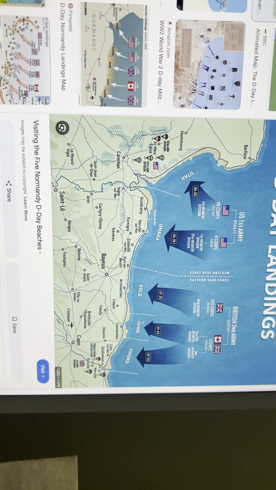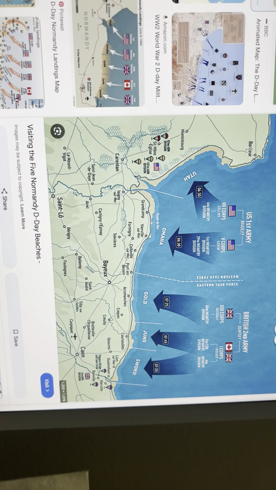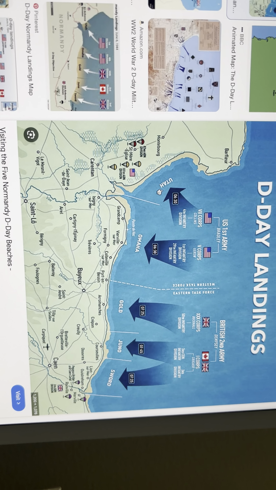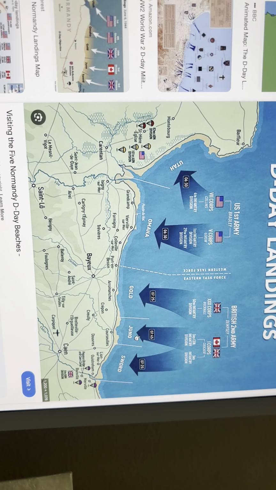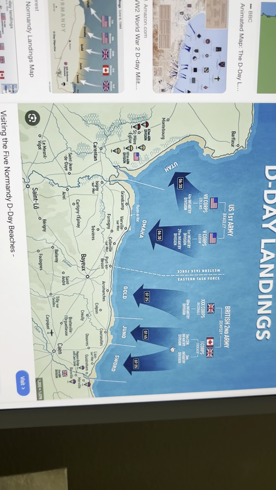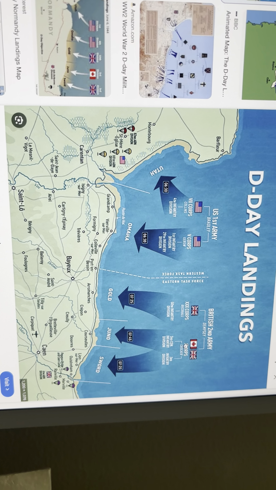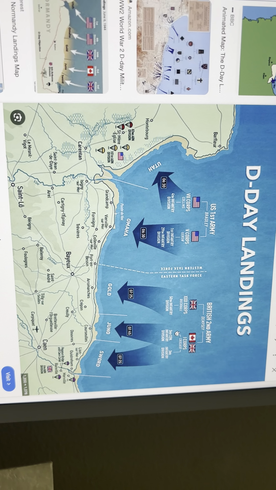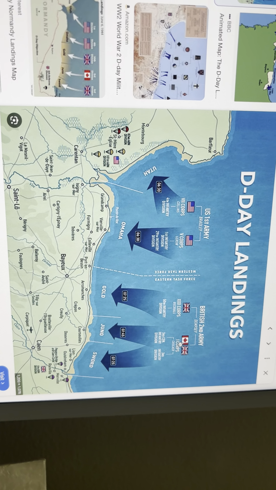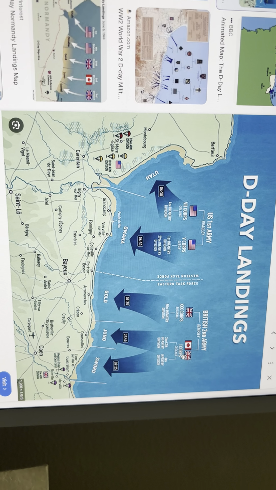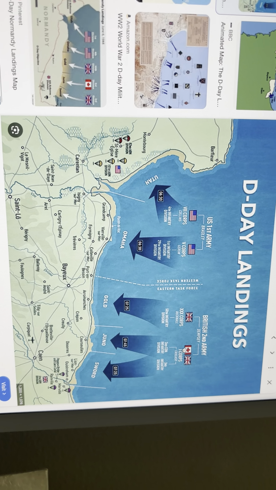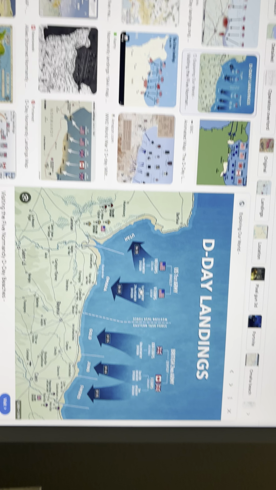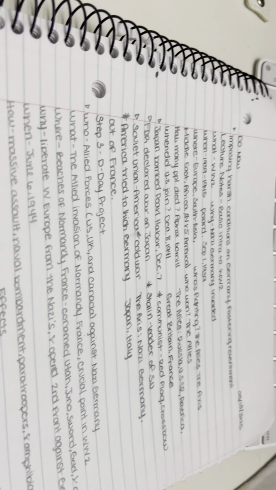This was Sword. Sorry about that. This was at 7:25. These two were at the same time, as well as these two were at the same time. This was the latest one, which is Juno. This was also the Canadian Army. Juno was the Canadian Army. The British Army and the Canadian Army both went to Juno and Sword. They kind of split up into that.